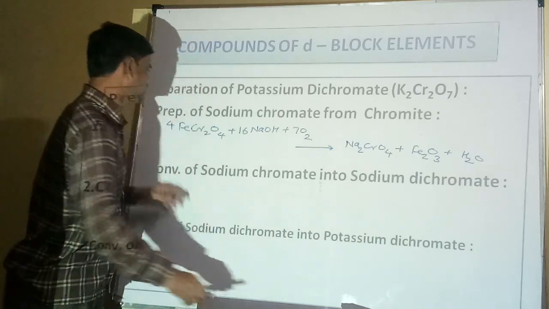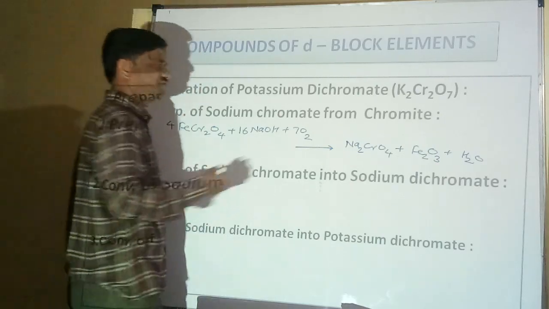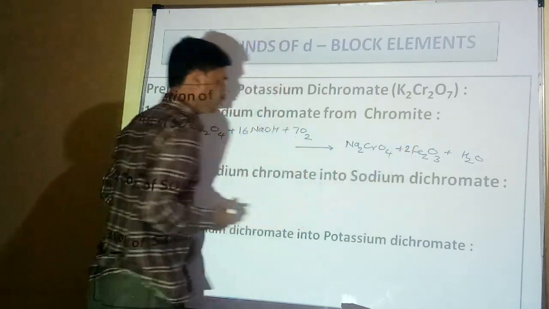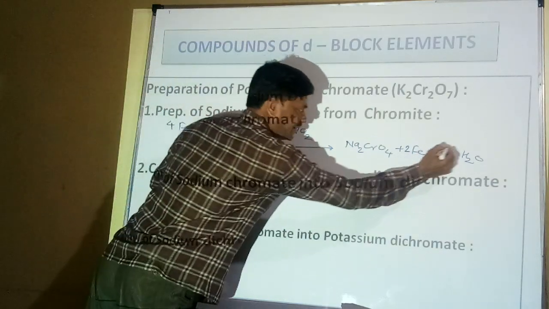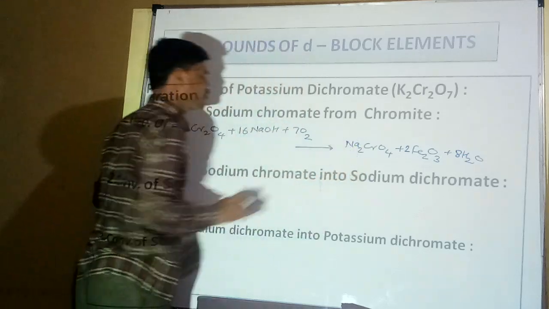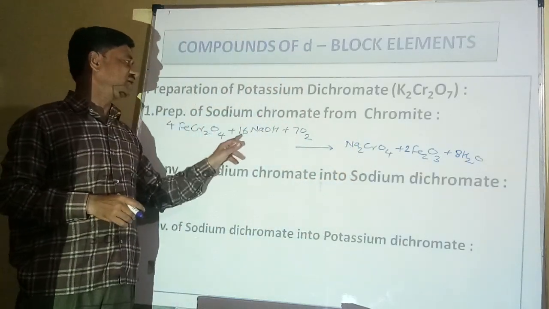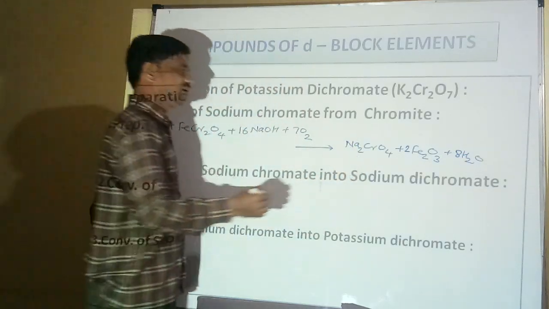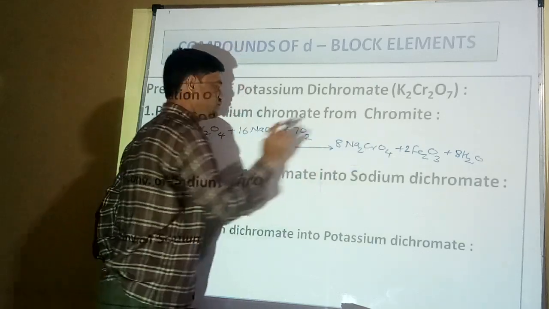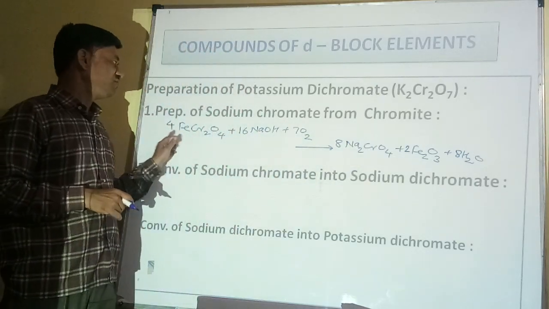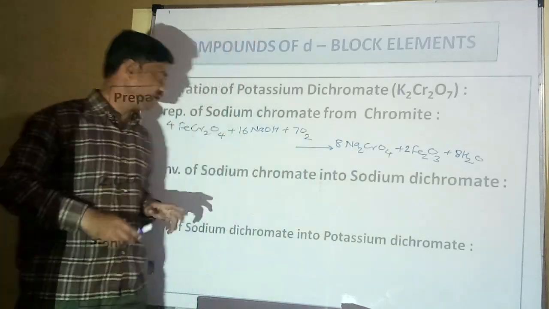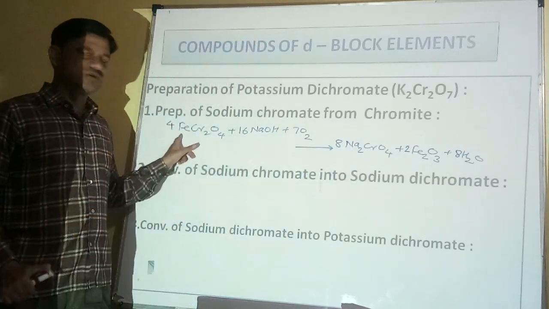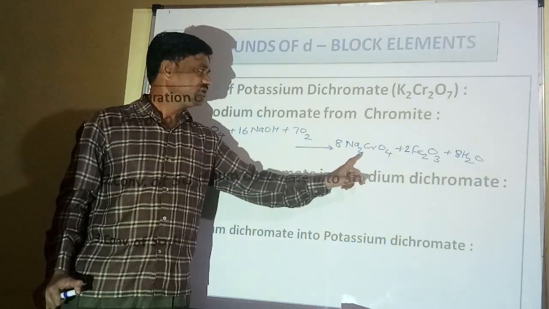Now check the balancing of this equation. 4 moles of Fe. So what can we write here? 2. What about hydrogen here? 16. So what can we write here? 8. What remains here? Sodium. How many moles of sodium are there? 16. So what can we write here? 8. 8 2s are 16. What about Cr? 4 2s are 8. 8 chromium atoms are there. So what is the first step? Chromite is converted into sodium chromate.